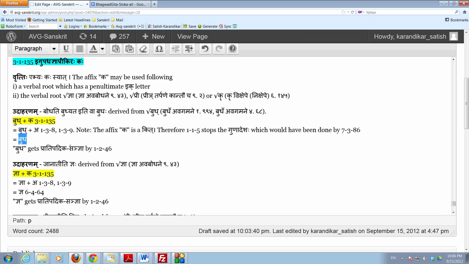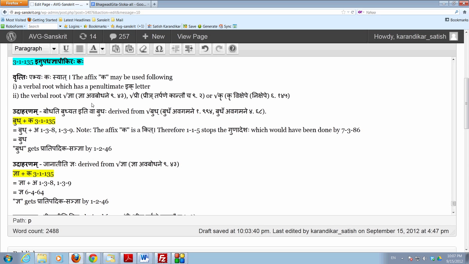Budha gets pratipadika sanya by krit taddhita samasascha. It's an adjectival form. It will go in all three genders. In masculine, it will decline like Rama Shabda. Of course, in neuter, it will decline like the Vana Shabda. In the feminine, it will become budha, and it will decline like Rama or Sita Shabda.